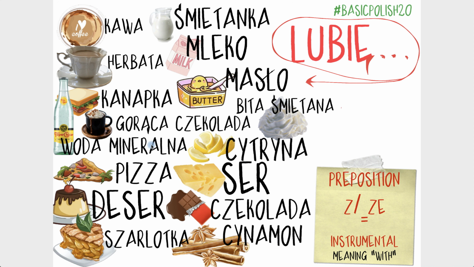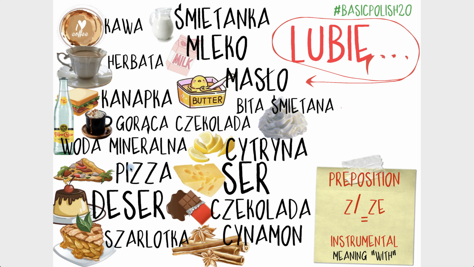Now we've got mineral water with lemon, cytryna. So what do we do? Woda mineralna z, but because c is unvoiced, our z will be pronounced as s, right? So z cytryną, okay? Woda mineralna z cytryną. There is no time to make it voiced. You wouldn't be able to pronounce it so hyper correctly when you speak quickly. So woda mineralna z cytryną, right?